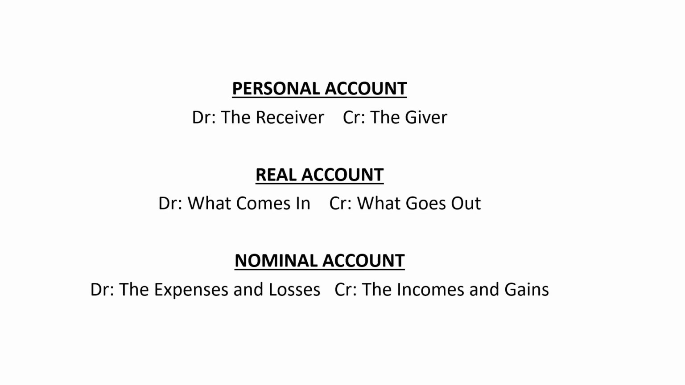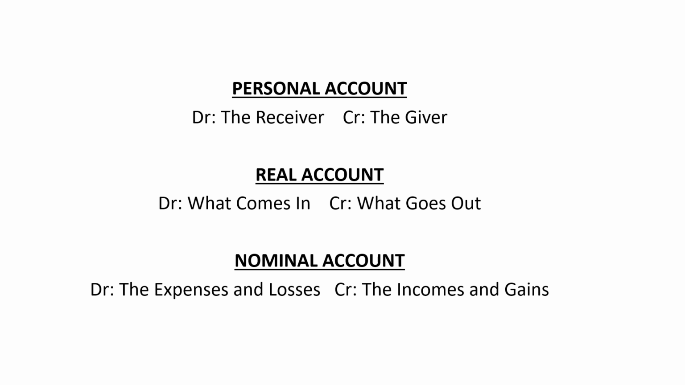Now the rules for debiting and crediting. The first one is the personal account, which deals with persons. The rule for personal account is debit the receiver, credit the giver. The second one is the real account, and the rule is debit what comes in, credit what goes out. The third one is the nominal account, and the rule is debit the expenses and losses, credit the incomes and gains.